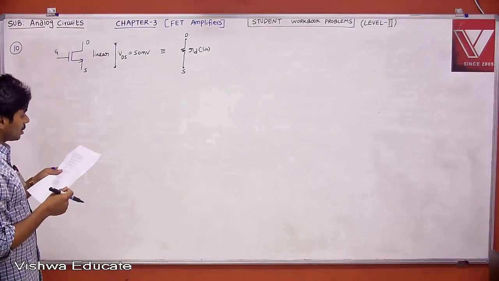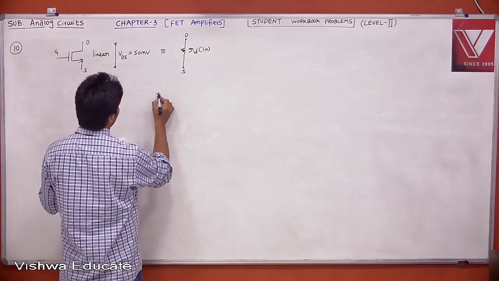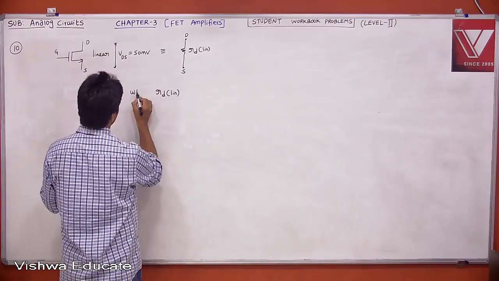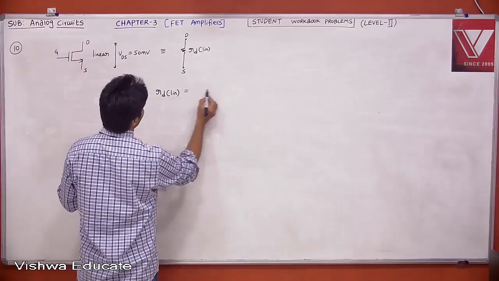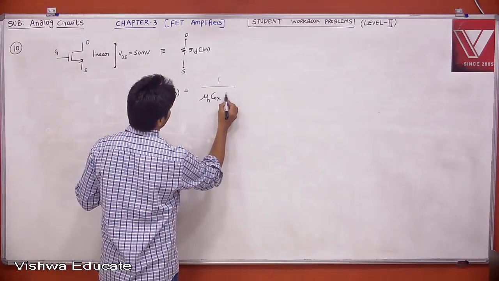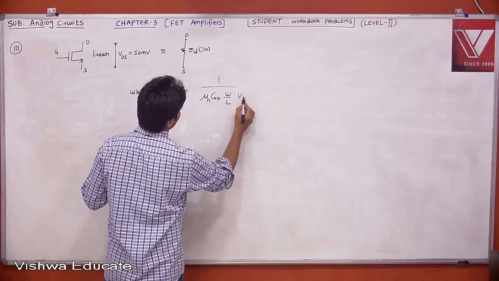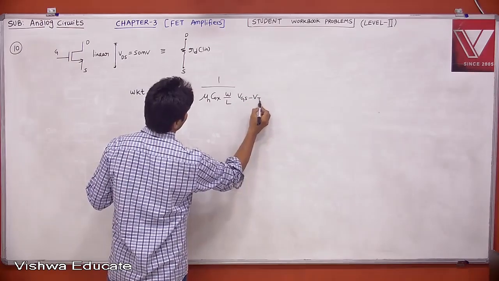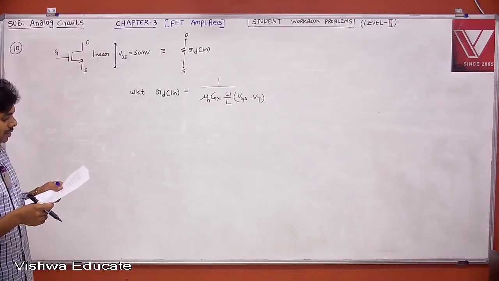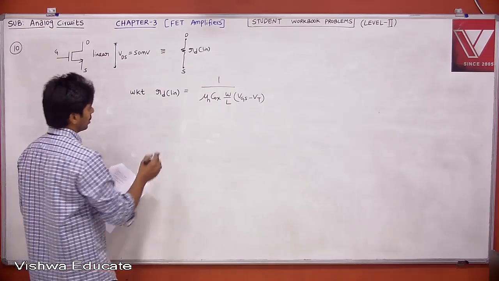Which one of the following statements is correct? First of all, what is your RD linear? When the transistor is in linear region, what is your RD linear? We already solved it: 1 divided by mu n Cox W by L into VGS minus VT. This is what it is. Now let's see. If the device width is increased, resistance decreases.